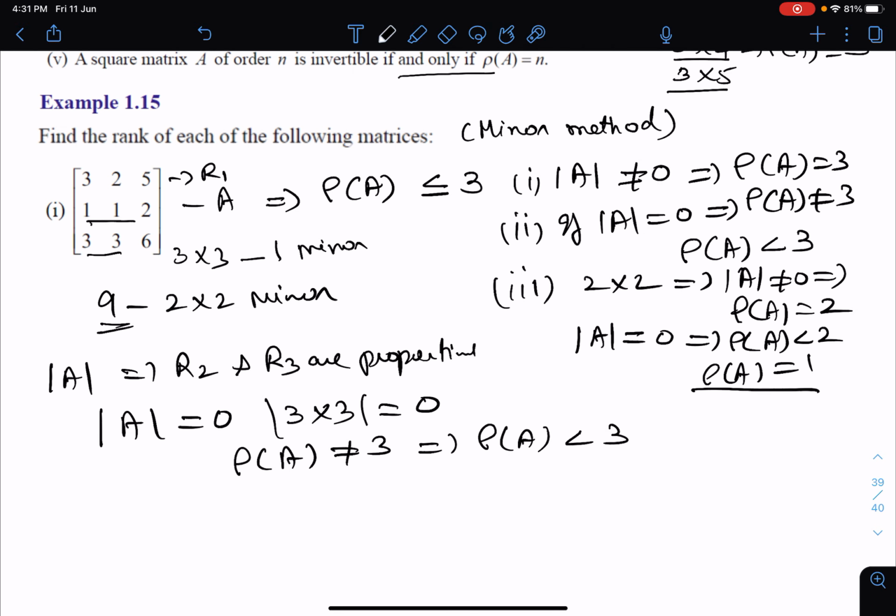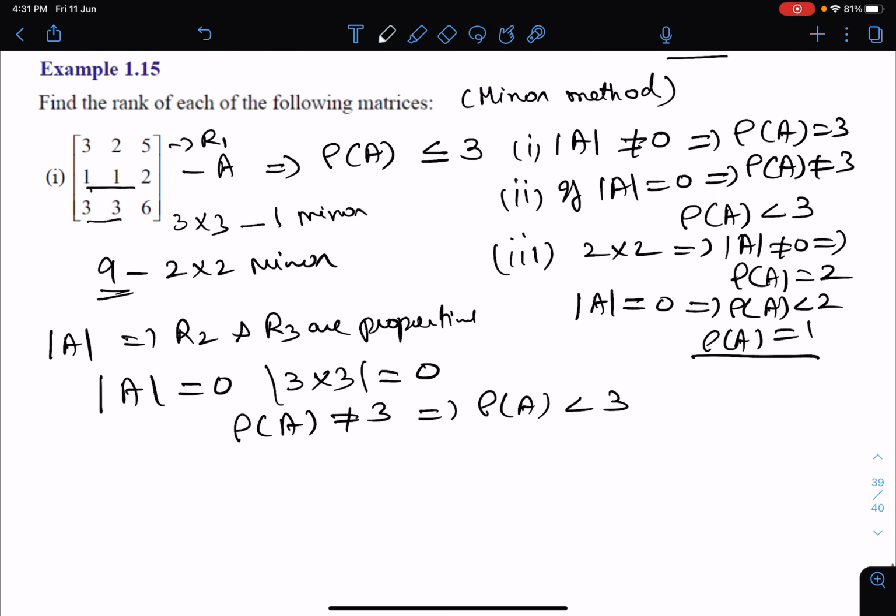So you are going to take the 2 cross 2 minors. As I said, there are 9 such 2 cross 2 minors, and you can take any of them. So let me take the 1 1 and 3 3 as the first minor. Okay, 1 1 and 3 3. What will happen? 3 minus 3 equal to 0. So we cannot say that rank of A equals 2, isn't it? We cannot conclude here itself, because, as I said, we have got 9 minors.